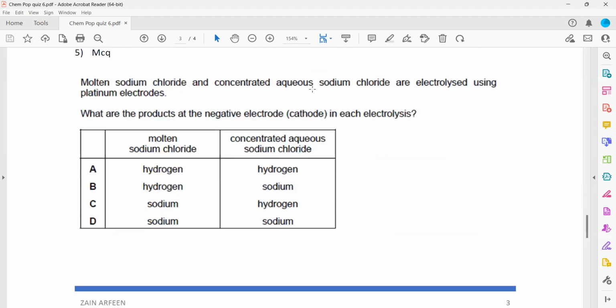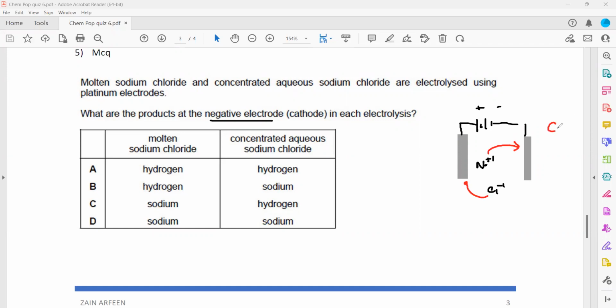Molten sodium chloride and concentrated aqueous sodium chloride are electrolysed using a platinum electrode. What are the products at the negative electrode, or cathode, in electrolysis? If you have molten sodium chloride, it contains sodium ions and chloride ions. Sodium ions are attracted towards the cathode, so there will be a formation of sodium.